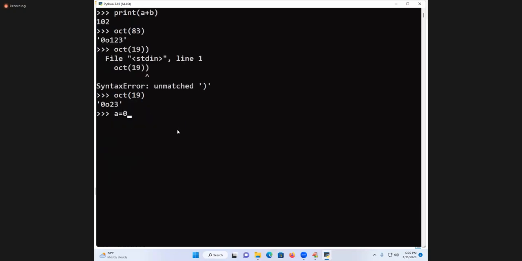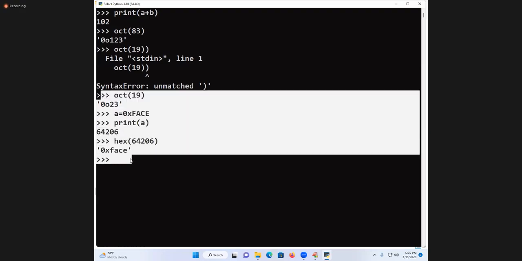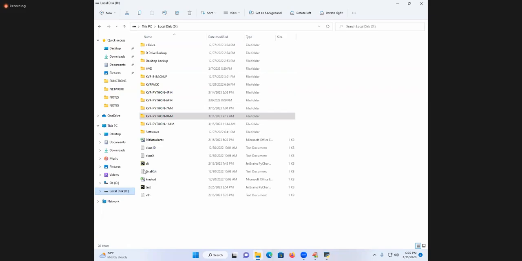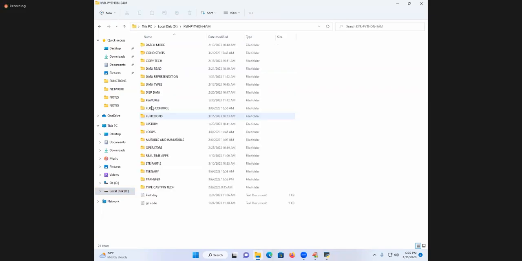Last and final, A is equal to 0xFACE. You print the A value now directly. The hexadecimal value is automatically converted into what? An understandable format for the programmer. To convert back to hex, there is a function called hex. What is that now? 64,206. Its answer is called what? 0xFACE. Did you understand, guys? This indicates converting from low level to high level and back to low level. This is called which type of language? High level language.